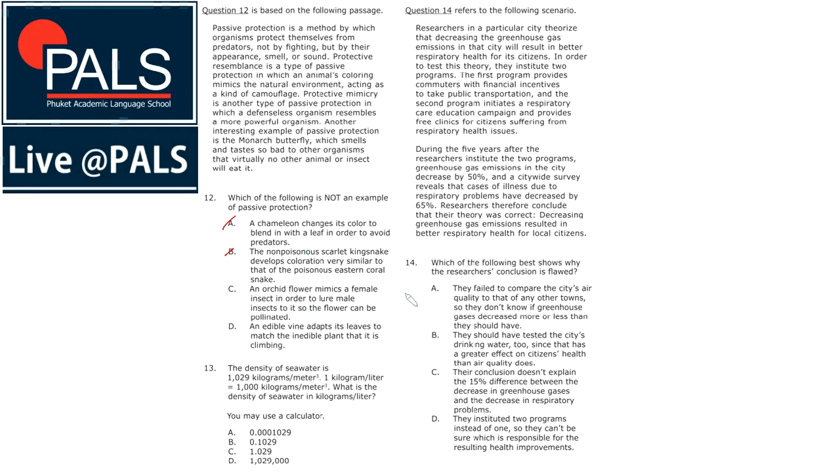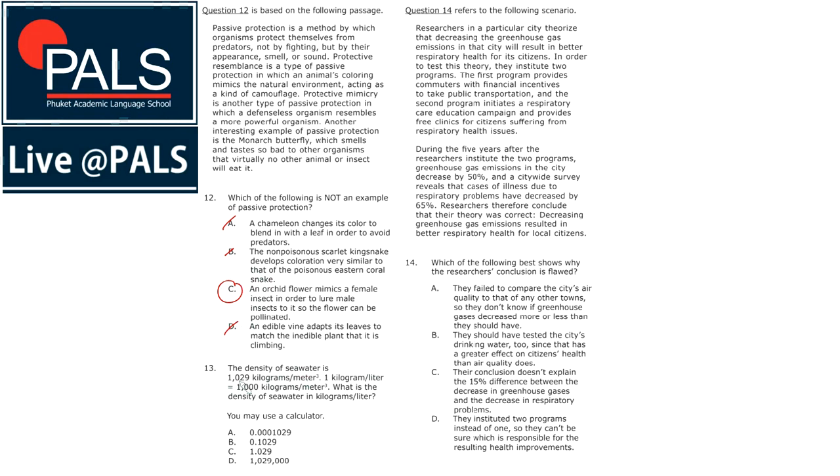So the non-poisonous snake resembles a poisonous snake, a venomous snake. An orchid flower mimics a female insect in order to lure male insects to it, so the flower can be pollinated. So this is a kind of mimicry as well, but not protective mimicry. So that should be the correct answer. Let's check D. An edible vine adapts its leaves to match the inedible plant that it is climbing. Yes, so that's an example of protective mimicry as well, resembling a more dangerous, in this case again a poisonous organism, a part of the organism. So the correct answer here is C.